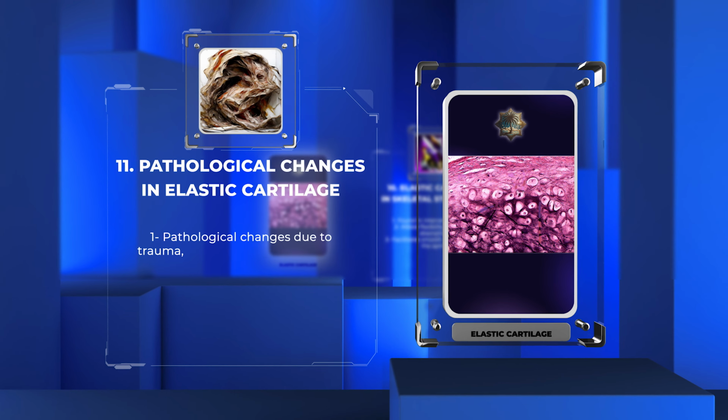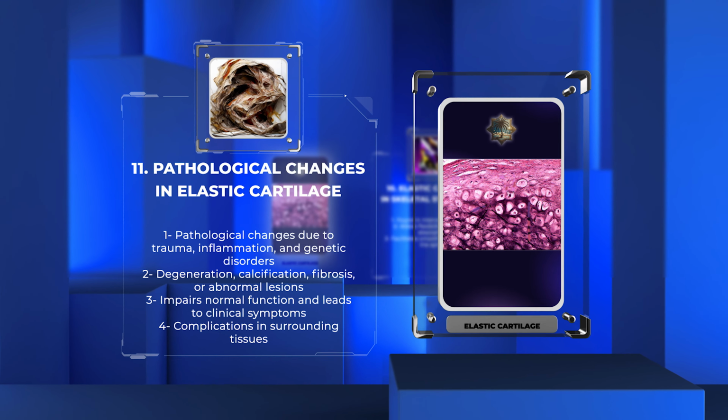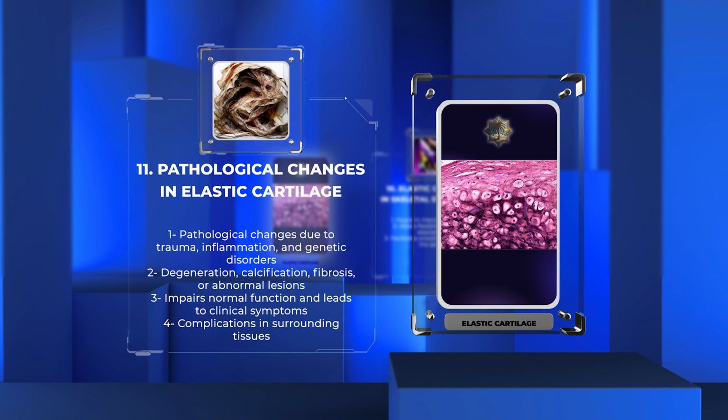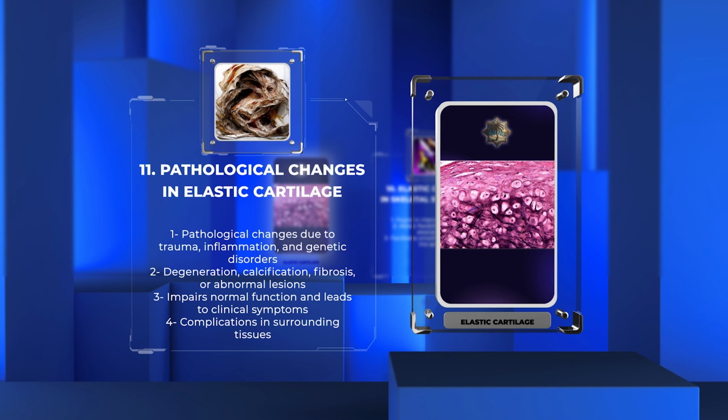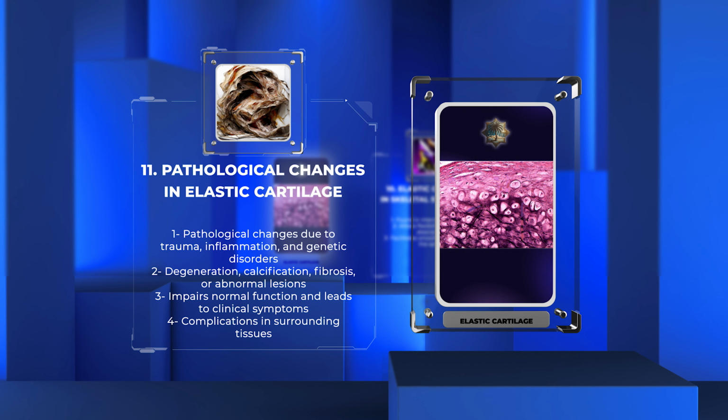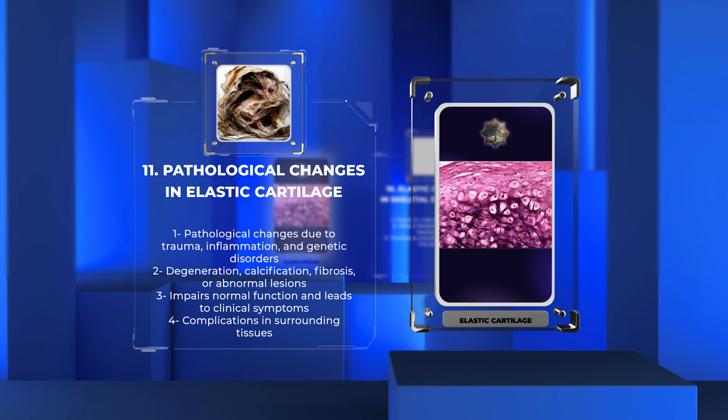Pathological changes in elastic cartilage can arise due to various factors, including trauma, inflammation, and genetic disorders. These changes may include degeneration, calcification, fibrosis, or the formation of abnormal lesions. Pathological alterations can impair the normal function of elastic cartilage and surrounding tissues, leading to a range of clinical symptoms and complications.